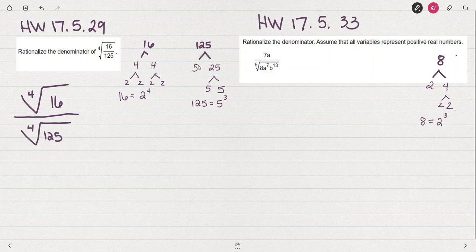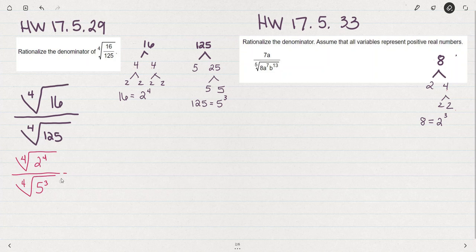Doing the same thing for 125, I noticed right off the bat, it could be divided by 5 because it ends in a 5. When I do 125 divided by 5, I get 25. And then I see that 25 divided by 5 is 5. So 125 is equivalent to 5 cubed. So now I'm going to rewrite this as the fourth root of 2 to the 4th over the fourth root of 5 cubed.